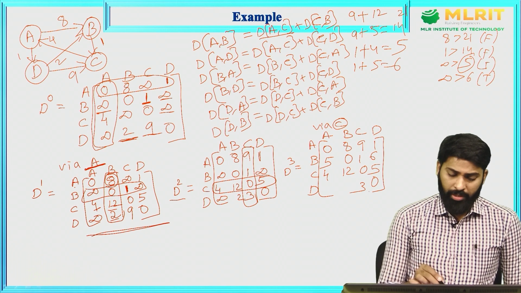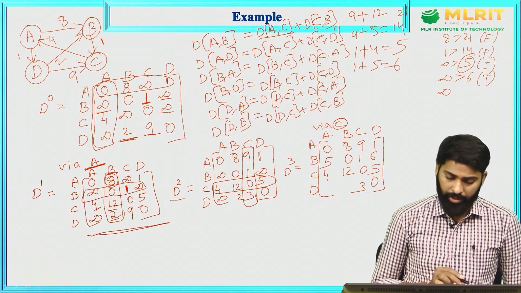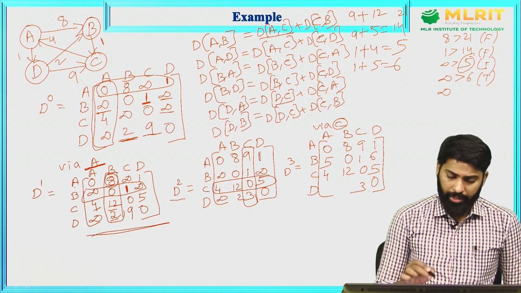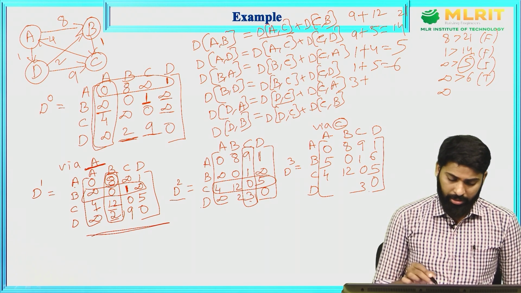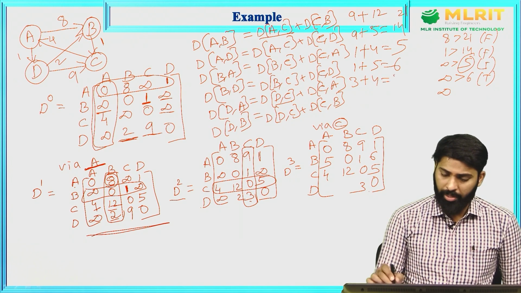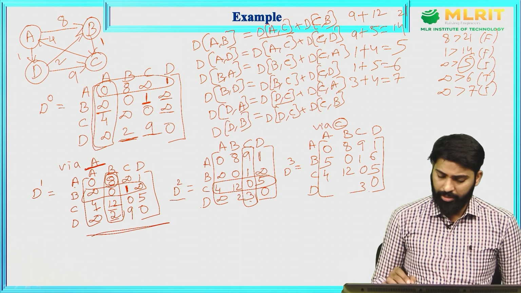So next one, distance of D to A, the actual value is infinity. So distance of D to C is 3. So distance of C to A is 4. 3 plus 4, 7. Infinity greater than 7, true. So I write 7 here.